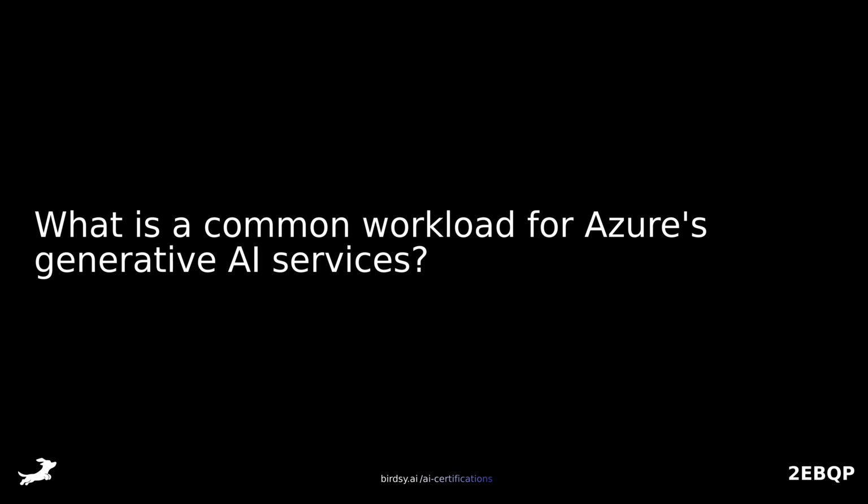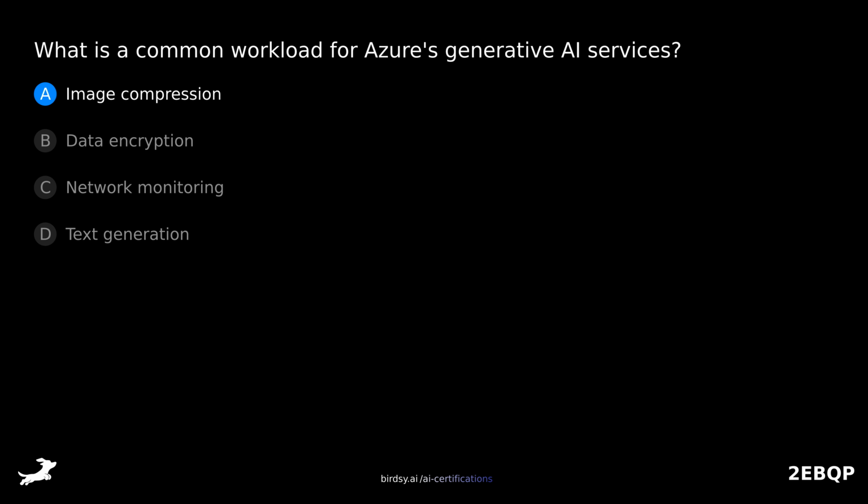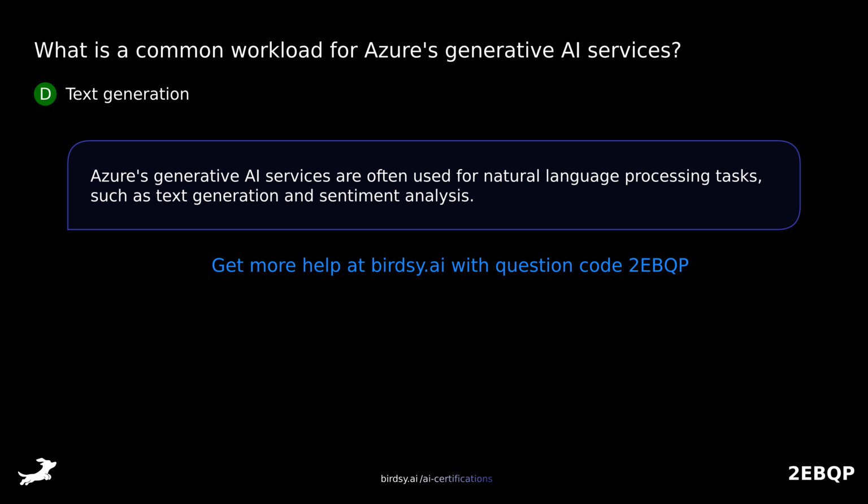What is a common workload for Azure's generative AI services? Is it A, image compression, B, data encryption, C, network monitoring, or D, text generation? The answer is D, text generation. Azure's generative AI services are often used for natural language processing tasks such as text generation and sentiment analysis.